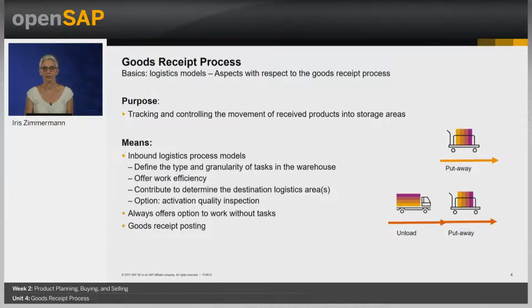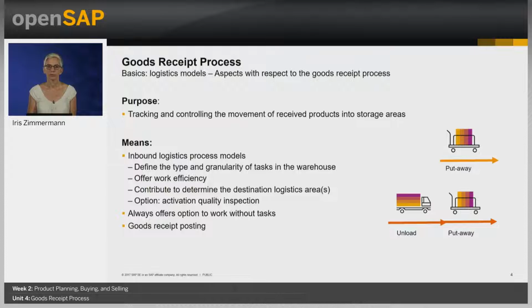For each step, you can define the granularity of the related task. For example, they can be split per storage group or per item. For work efficiency, you can decide if your task should be created automatically or manually. They are directly distributed to the folders for the responsible warehouse workers. I will give you further details on general task management in Unit 6.